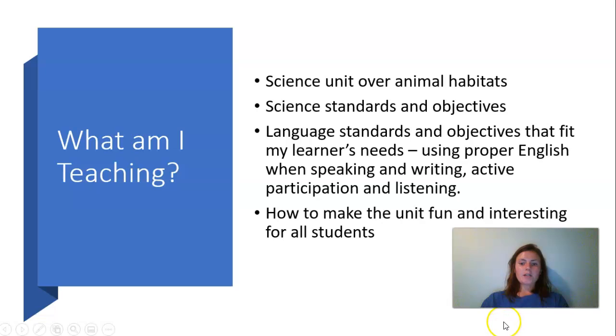So what am I teaching? My 3 lessons are part of a science unit over animal habitats, so I began by picking second grade science standards and then aligning my objectives to that. I then selected language standards and objectives that fit my learners' needs. Those needs are using proper English when speaking and writing, and then focusing on active participation and listening. And then my other focus was how to make the unit fun and interesting for all students.